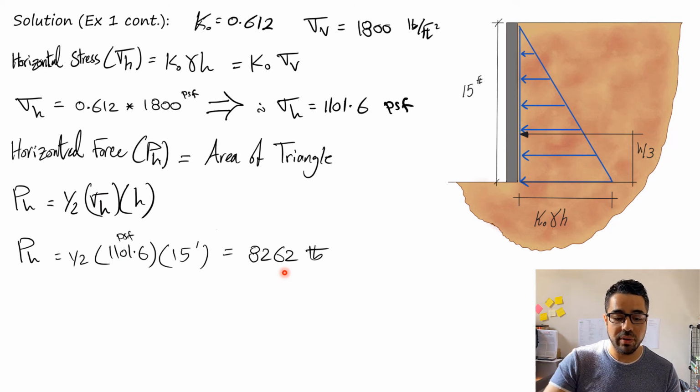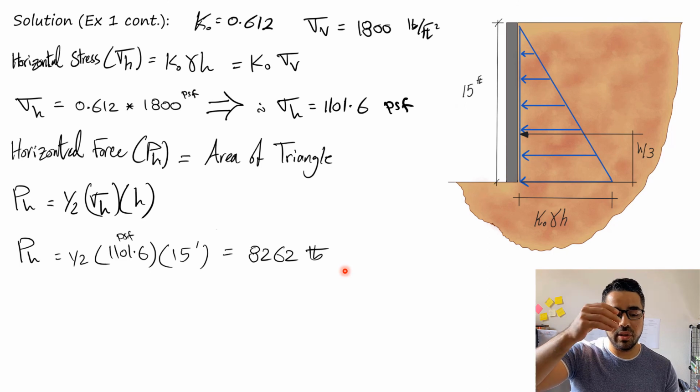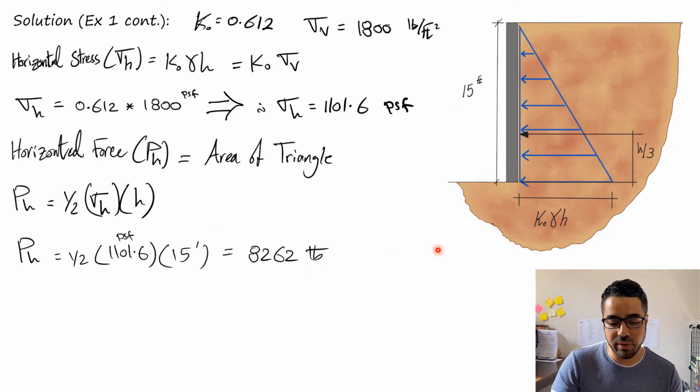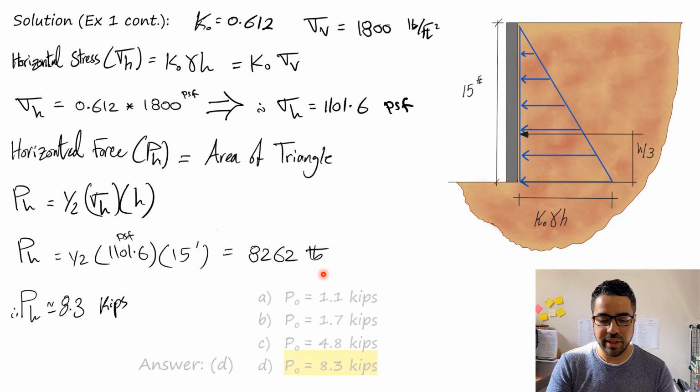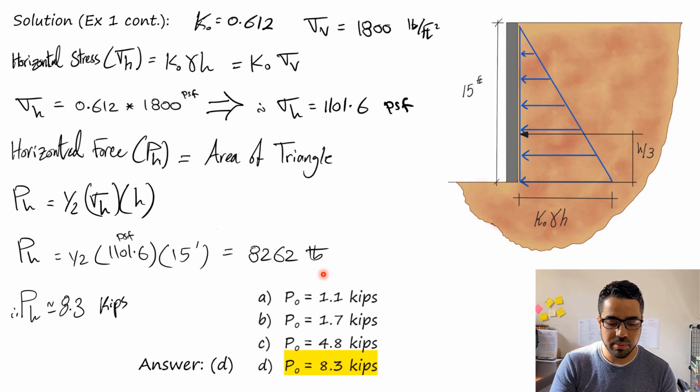If you do the math, this is pound per foot squared, and this is foot, so we should be getting pound per foot. But since it's per unit length, it becomes pound per foot times 1 foot, so it becomes just pound. That's why we put pound here, and that's approximately 8.3 kips. So from the options, it is D.